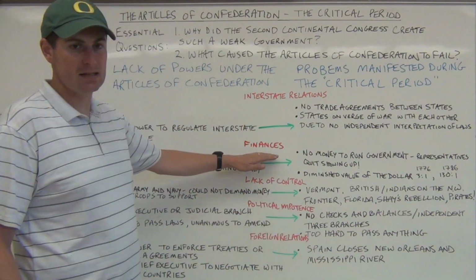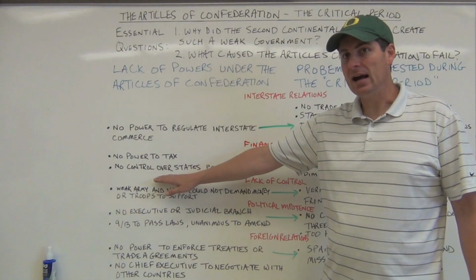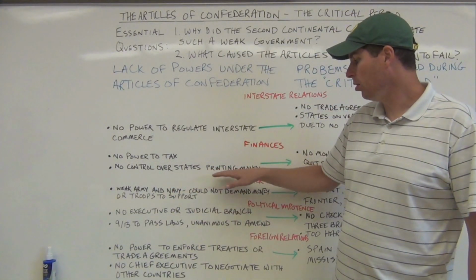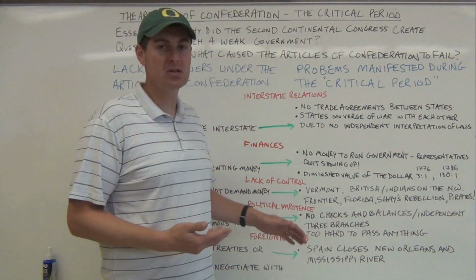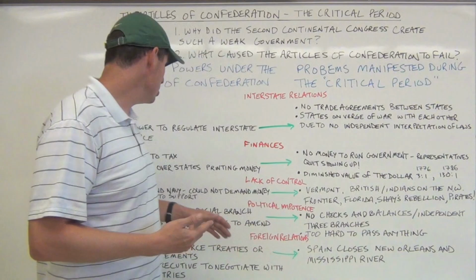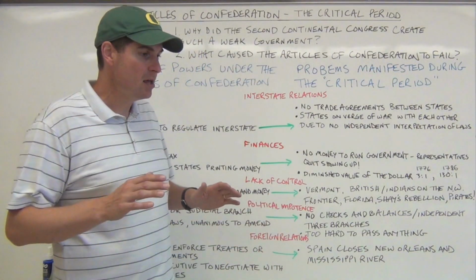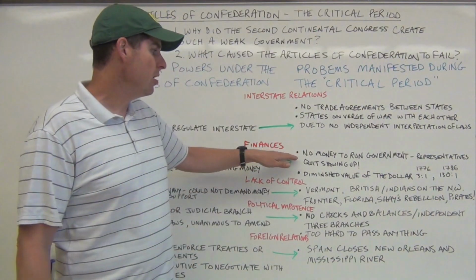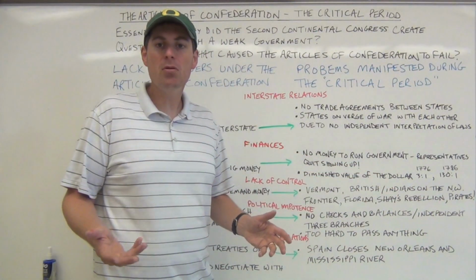The second area is finances. Looking at the area of finances, there was no power to tax, and there was no control over states' printing of money. Now, with no control over states' printing of money and no power to tax, I assume your imagination will allow you to see bad things could occur. If there's no money to run the government, how does the government do anything?